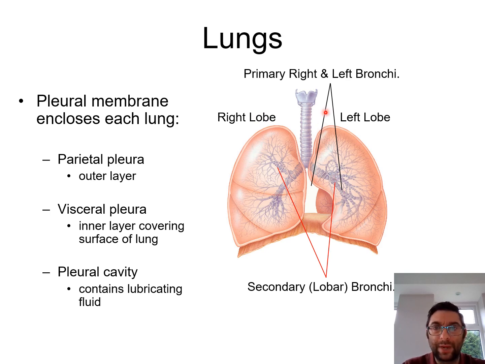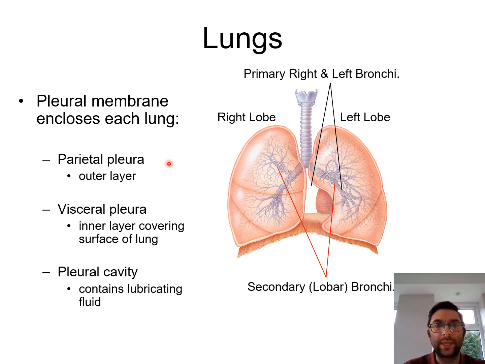These, my arrows are a little bit off there, but these large structures here are the primary left and right bronchi, and these smaller but still reasonably substantially large structures are the secondary bronchi. So each lung is encased in what's known as a pulmonary membrane, and this has a number of different layers.